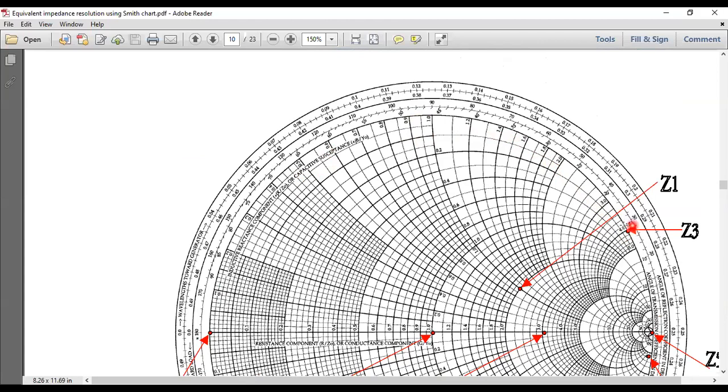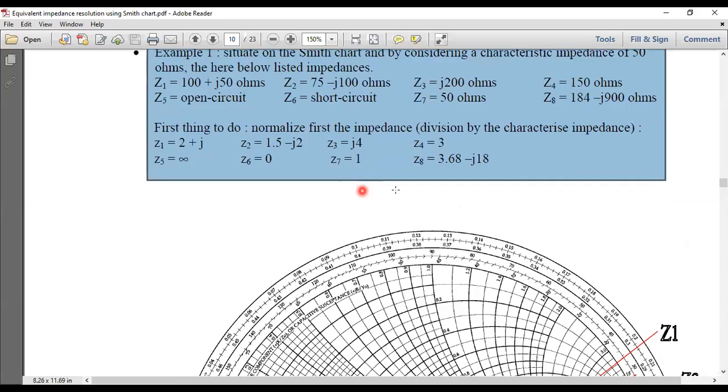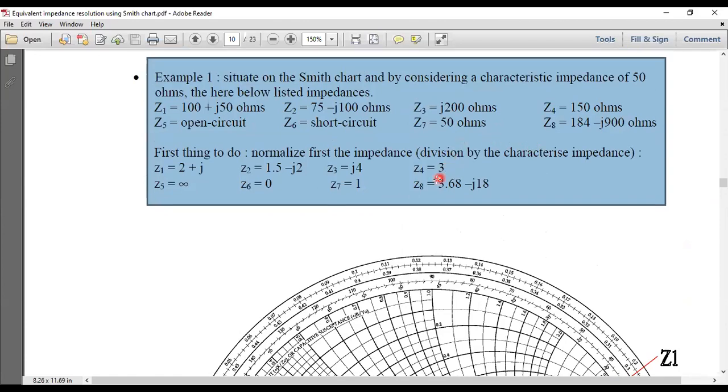Okay. So here is your Z3. What is Z3? It is J4. J4 is here. Now we will go for the next. So I'll directly go for the normalized value. So the normalized value is Z4 equals to 3.